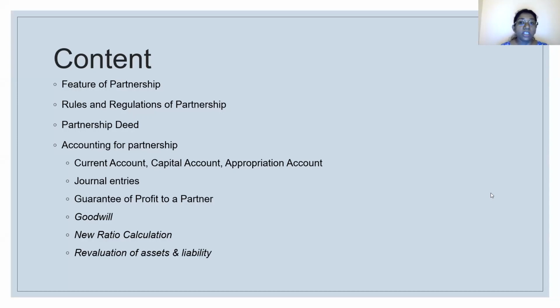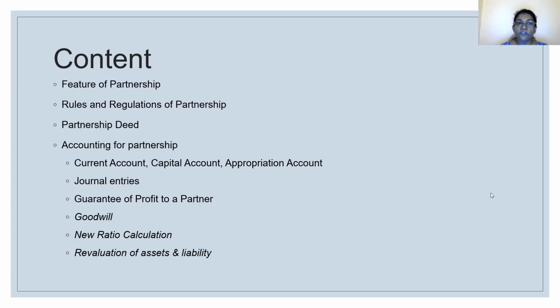Then next one, we are going to look at the treatment with regard to the guarantee of profit to a partner, then how we are going to record and calculate goodwill. So when the accounting ratios or the partnership profits and other things are changing, how we are going to account for the partnership. Finally, we are going to record the revaluation of assets and liability, and we are going to identify the impact on the partnership accounts.